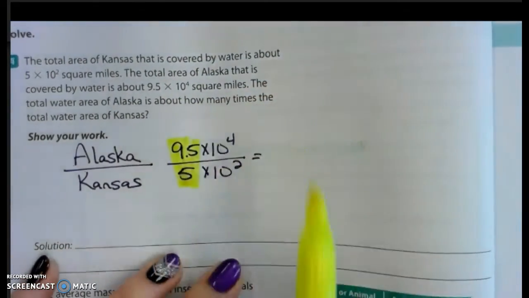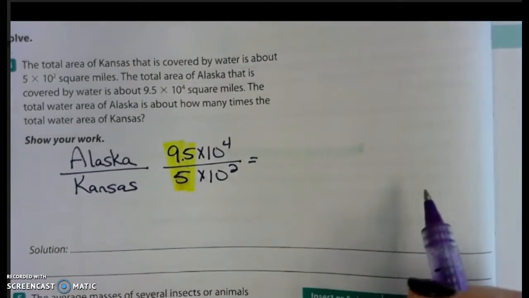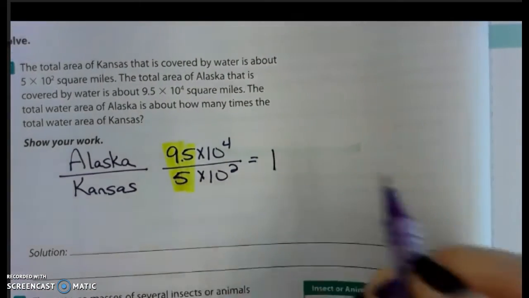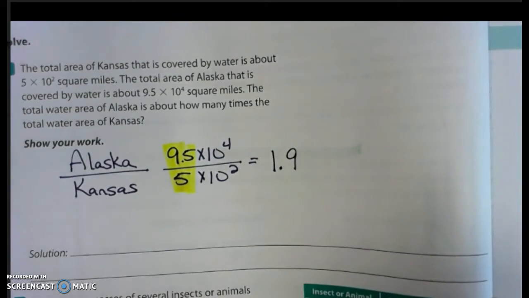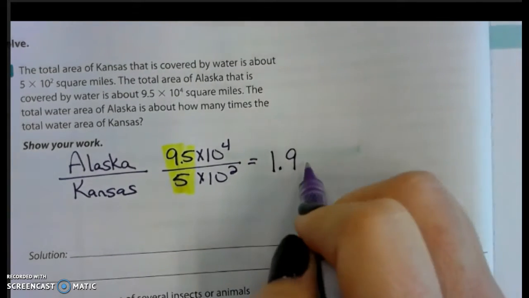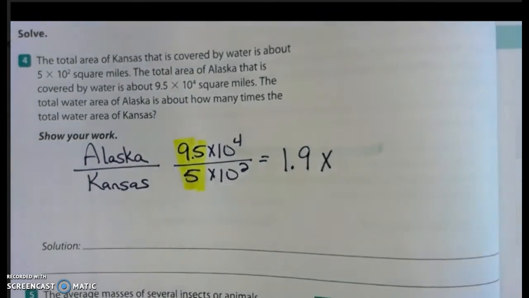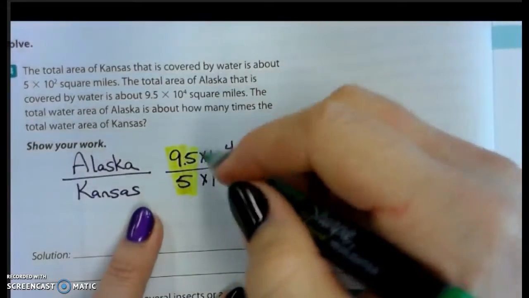So 9.5 divided by 5, it doesn't go evenly. It's going to give us a decimal. It's going to give me, I think, 1.9. 45, yeah. 1.9 times, then I'm going to divide my base 10s.